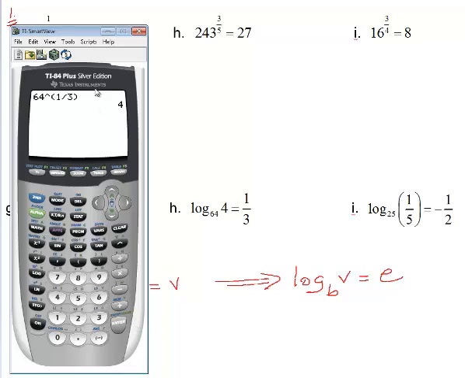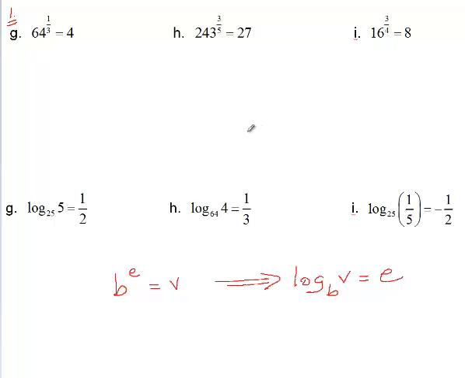Okay, so we have a true statement up here, don't we? Now, how do we rewrite that in log form? These are all true statements. You can check them all on your calculator. But how do we switch that to log form?